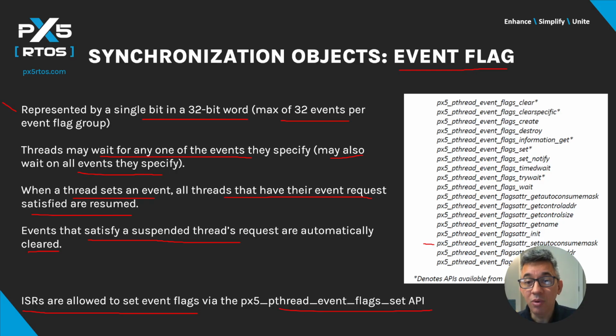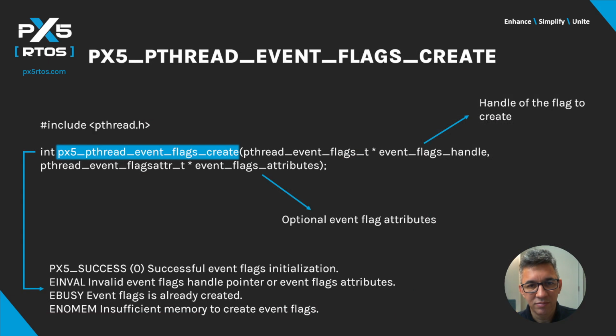ISRs are also allowed to set event flags via this API. There are plenty more event flag APIs. Make sure to check the user guide for the full list. Before we can use an event flag, we first need to create it. And to do that is really simple. We're going to be using the pthread event flag create API by passing the handle of the flag to create and optional event flag attributes.